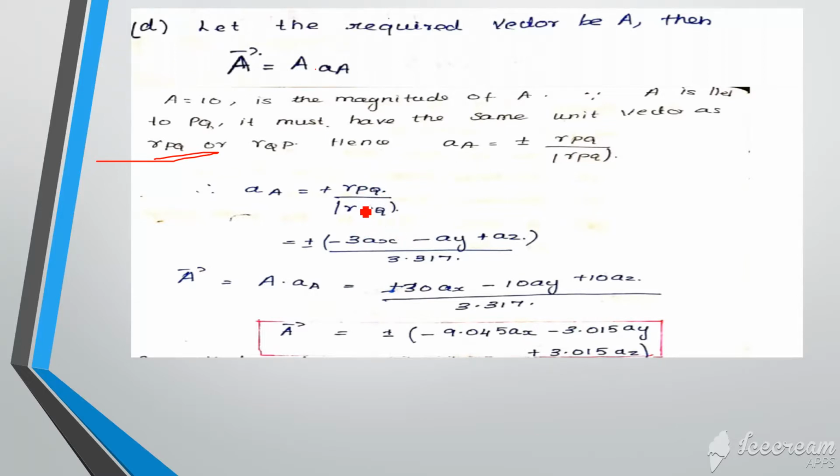So already we know the RPQ value, and the modulus value also we already know. Next step, simply substitute the unit vector value in this expression. So 10 is multiplied by this one, and again simply dividing these two, we get the answer for vector A.